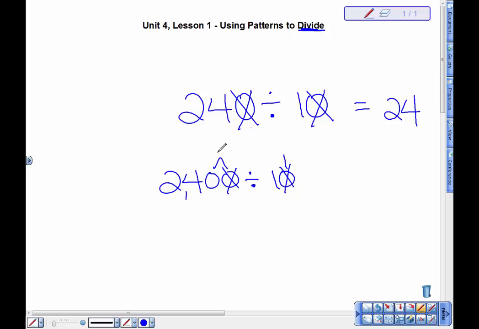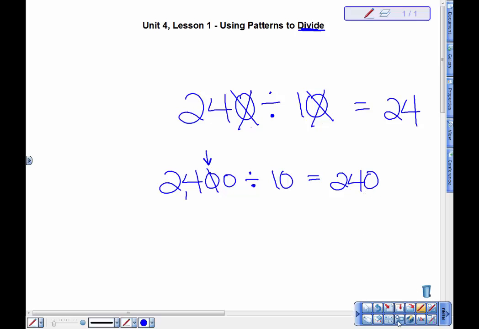Now I'm left with a simpler problem. I have 240 divided by 1. Now what I can do is borrow my remaining zeros. So we're going to erase permanently the same number of zeros on both sides. And now that I have an uneven number of zeros, there's no more zeros that I can get rid of forever. I can borrow what I'm left with to make my problem easier. But this one I have to give back. So 24 divided by 1 equals 24. And I give back that 1 zero. And I get 2,400 divided by 10 equals 240.